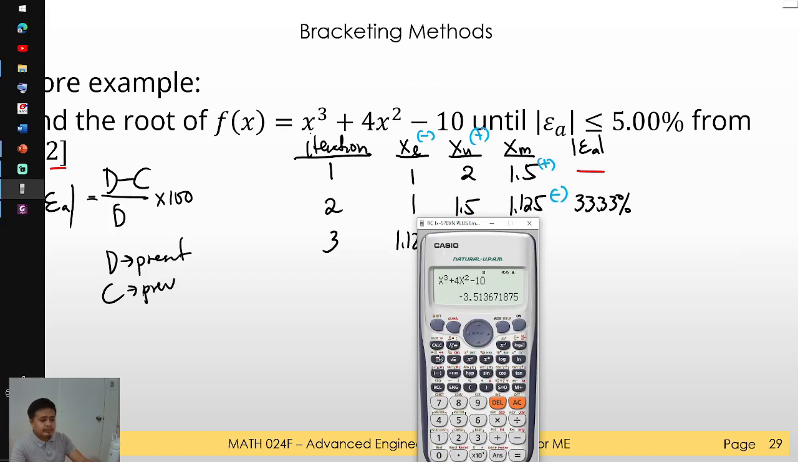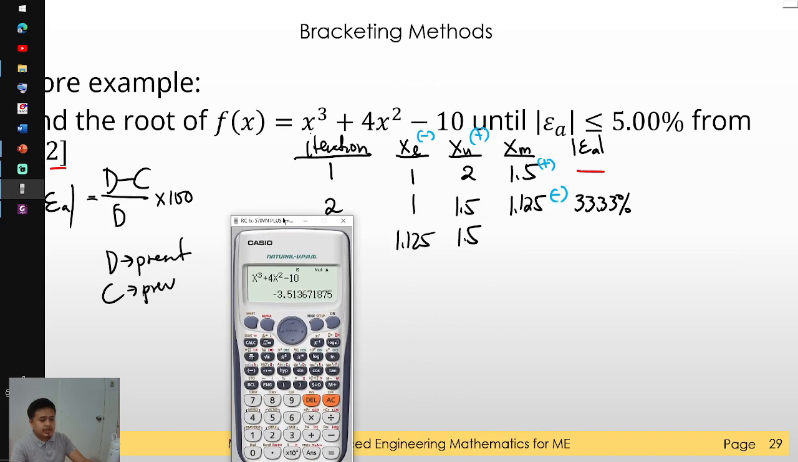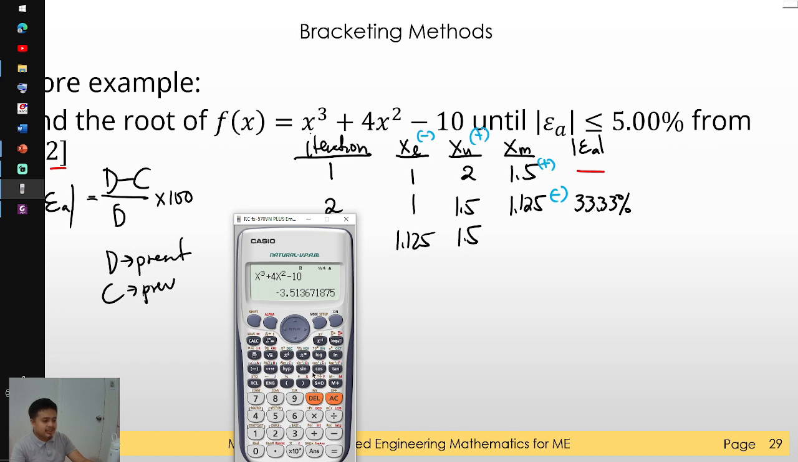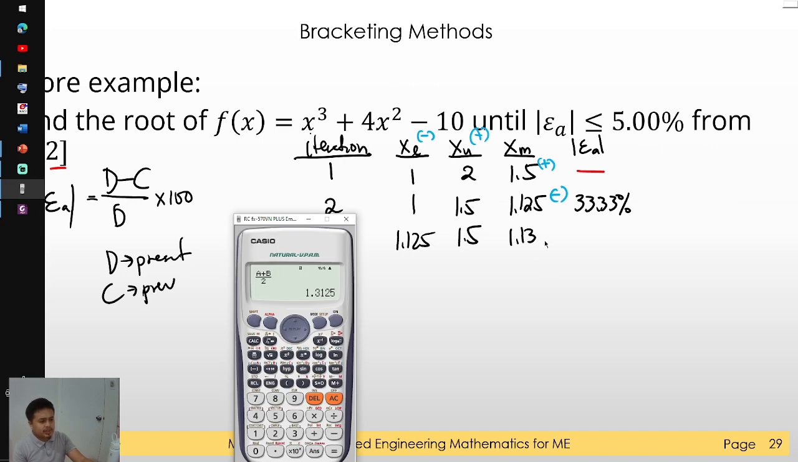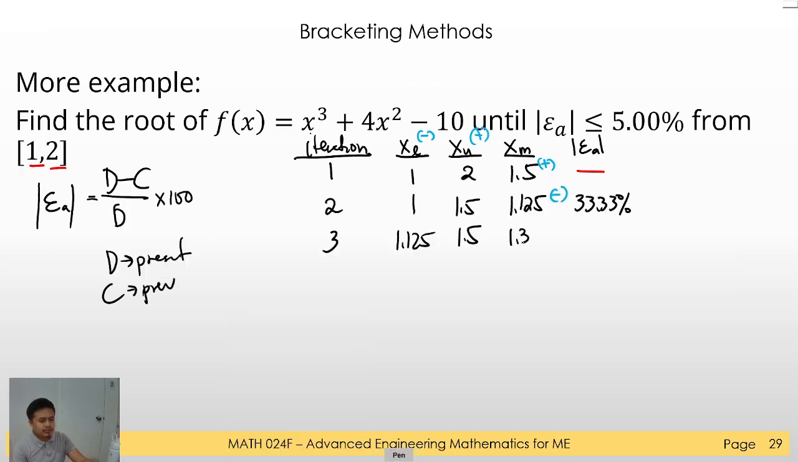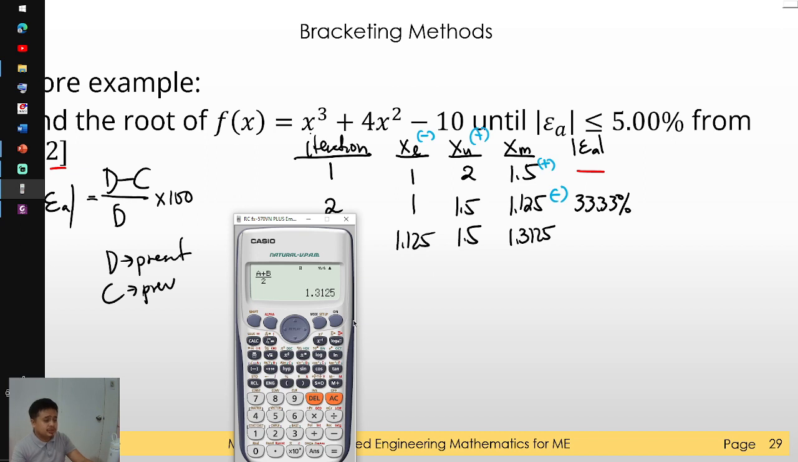Find the midpoint again. I think I cannot do this mentally anymore, so let's create another automation. So we have a plus b, and then over 2. We have here 1.125 and then 1.5. The midpoint of the two is 1.3125. Okay, and then substitute the value to our function. Sorry, not that one.